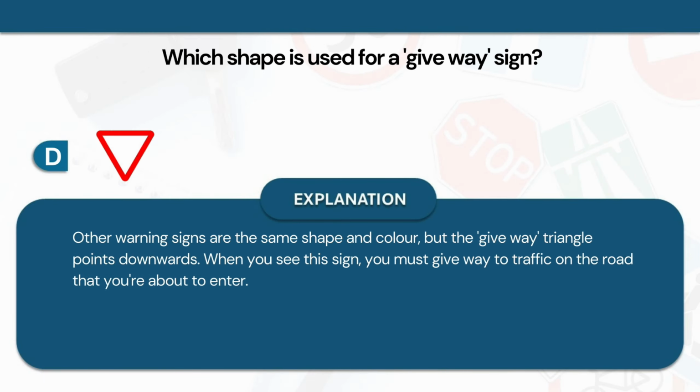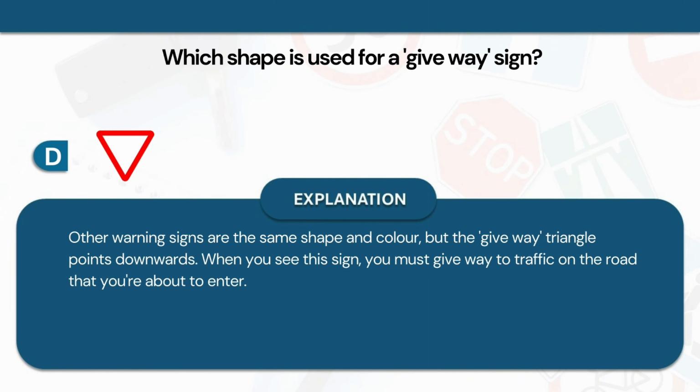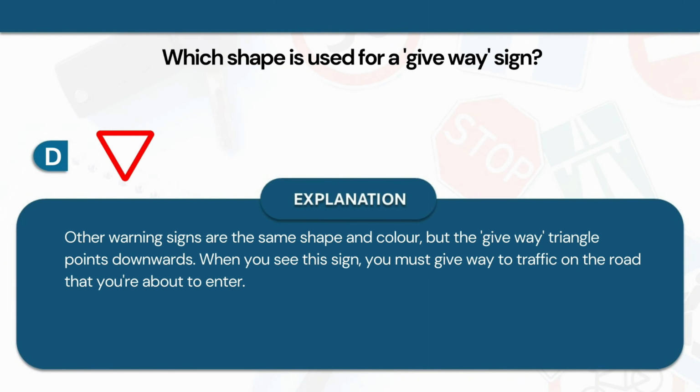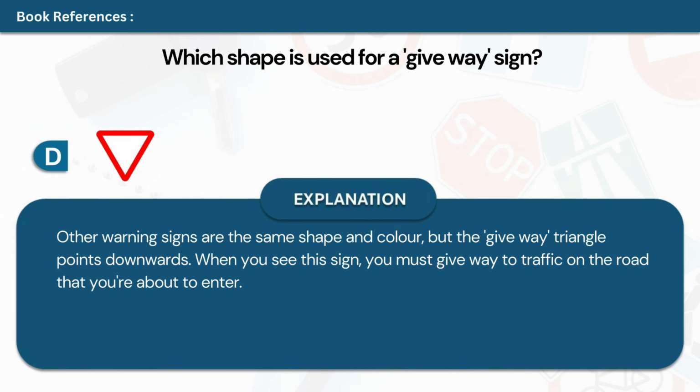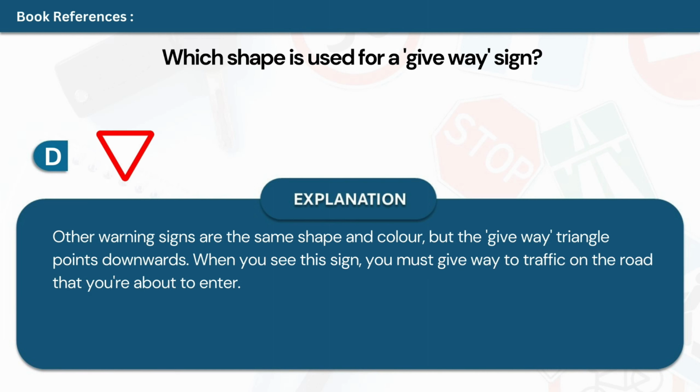Other warning signs are the same shape and color, but the give-way triangle points downwards. When you see this sign, you must give way to traffic on the road that you're about to enter.